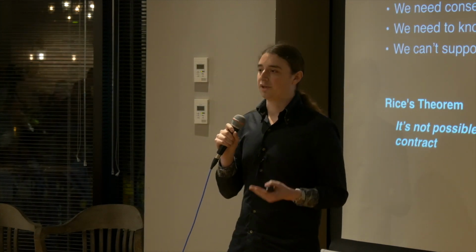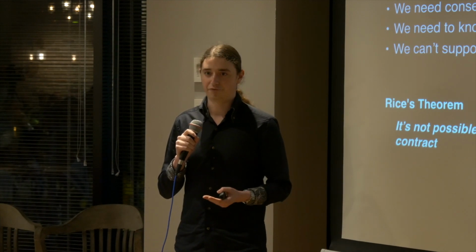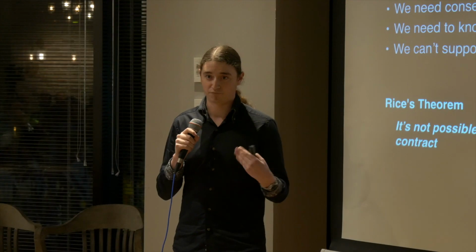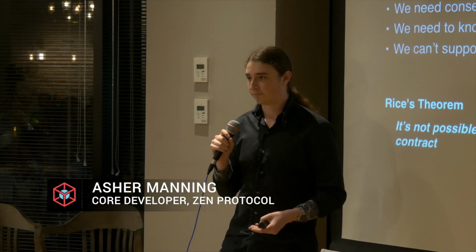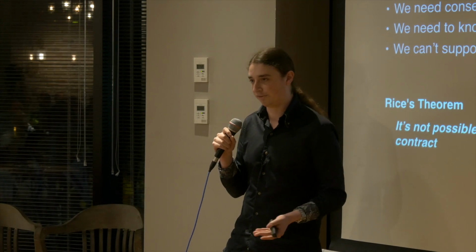So how can we accept smart contracts? How can we have a smart contracting platform if we need to know how long contracts are going to take to run so we know how many we can run so that we can have consensus? But we can't look at a contract and know how long it's going to take to run. How can we do this?